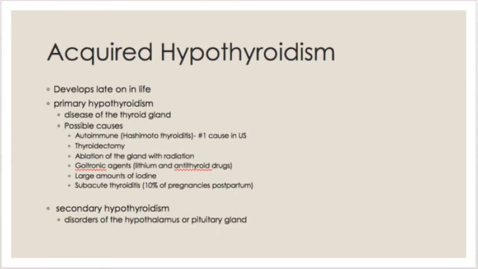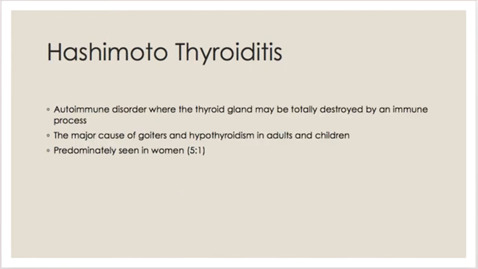Certain medications, such as lithium and antithyroid drugs, can cause a goiter, which can lead to hypothyroidism. Large amounts of iodine or not enough iodine. And then subacute thyroiditis. This is the one I was telling you about with the pregnancy, postpartum, where the mom will develop it. This happens in about 10% of pregnancies. Whereas secondary hypothyroidism is caused by a disorder of the hypothalamus or pituitary gland. So the thyroid gland itself is normal.